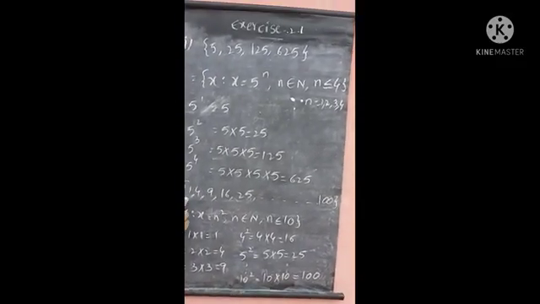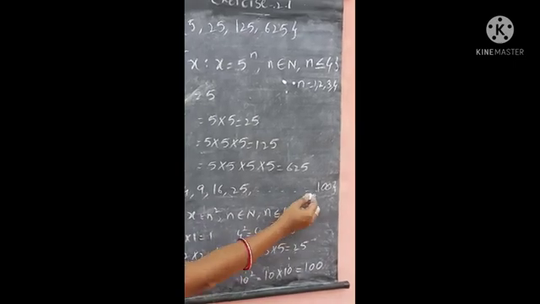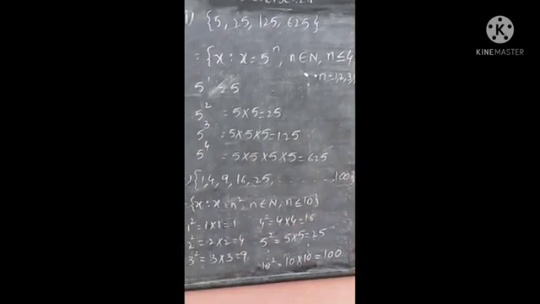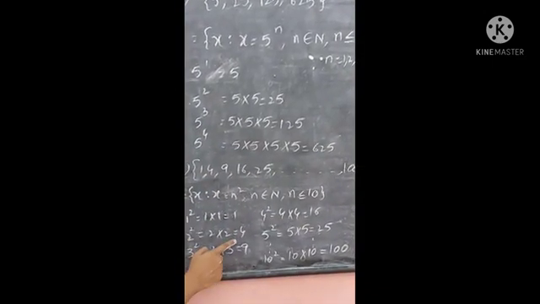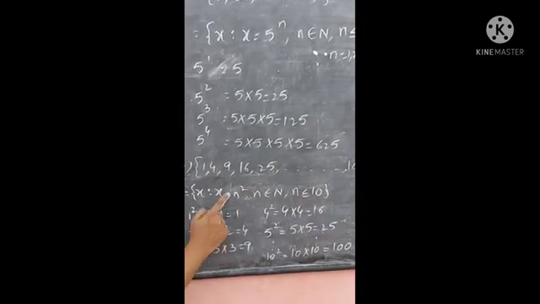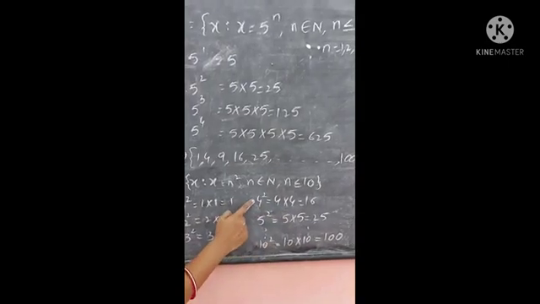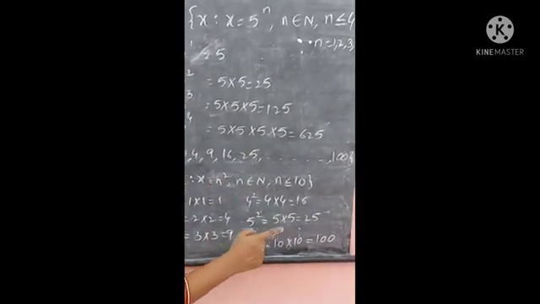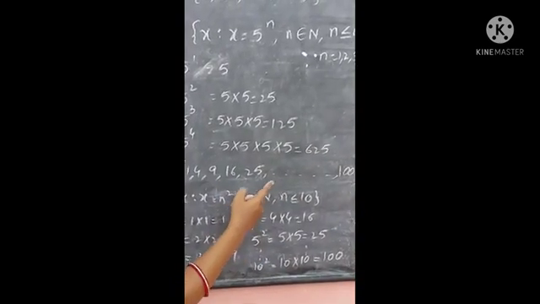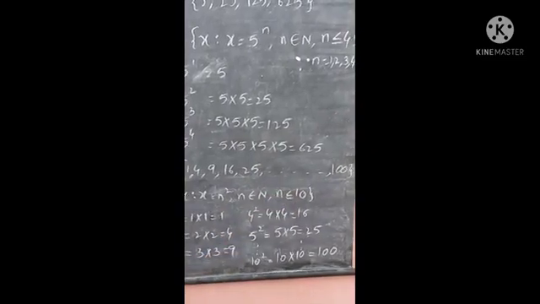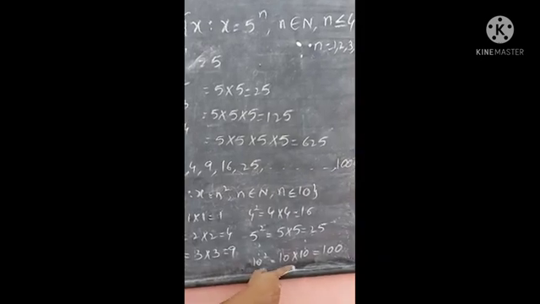Next, see the fourth question. What are the elements given? 1, 4, 9, 16, 25 and so on up to 100. Observe these numbers. 1 can be written as 1 square, so 1 into 1. Next 4 can be written as 2 square, 2 into 2. 9 can be written as 3 square, 3 into 3. 16 can be written as 4 square, 4 into 4. 25 can be written as 5 square, 5 into 5. And so on like this. 6 square, 7 square, 8 square, 9 square will also be there in this set. And 100 can be written as 10 square, that is 10 into 10.